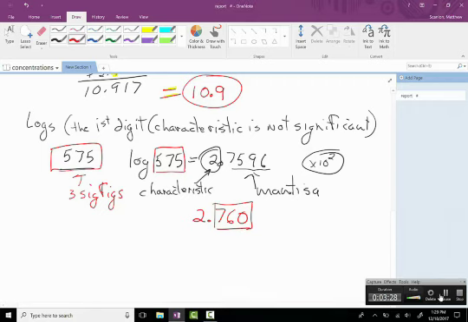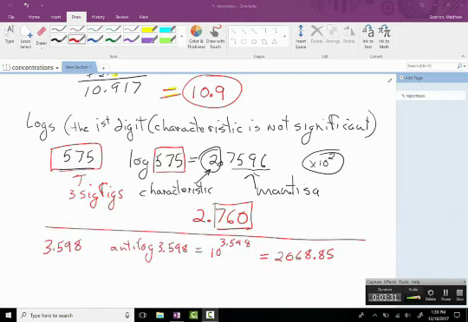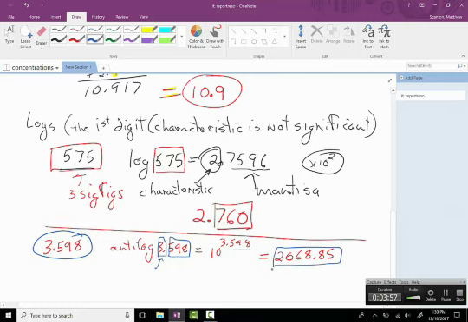Now we'll do the reverse log. I've set up an anti-log. Here's my value, 3.598, and then I'm taking the anti-log. So this digit here, the 3, is a number that's telling us times 10 to the third, so it's not significant, and these 3 are. So when I take the anti-log of 3.598, 10 to the 3.598, I get this value, and I should have 3 sig figs. So I'd have to report this 2.07 times 10 to the third.